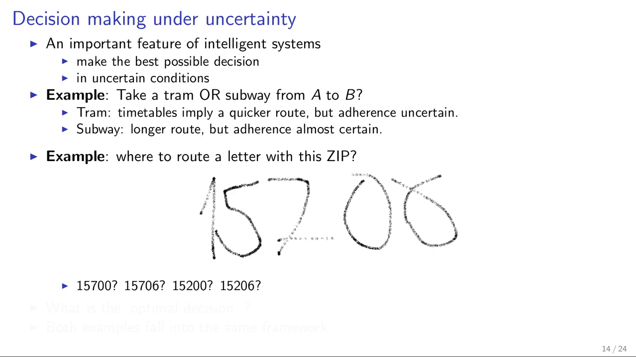Let's say you get a zip code like this. Now, what is it? Where do I route it? And this may have different costs. If I read it such that I will have to send it to a different country and then eventually back, it will have higher costs.